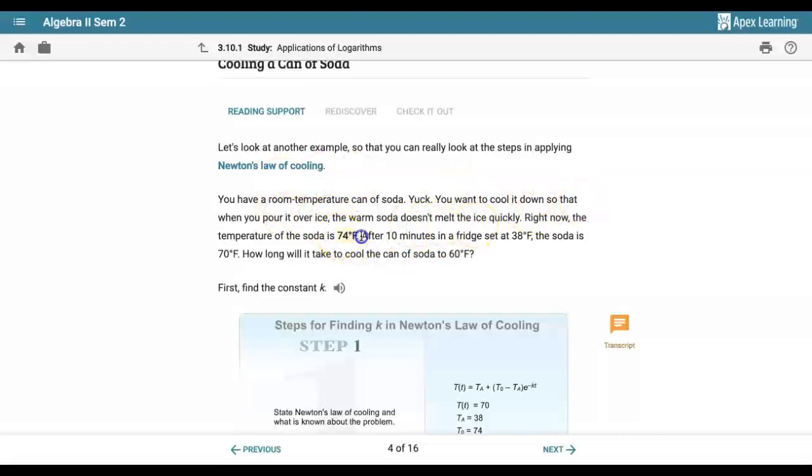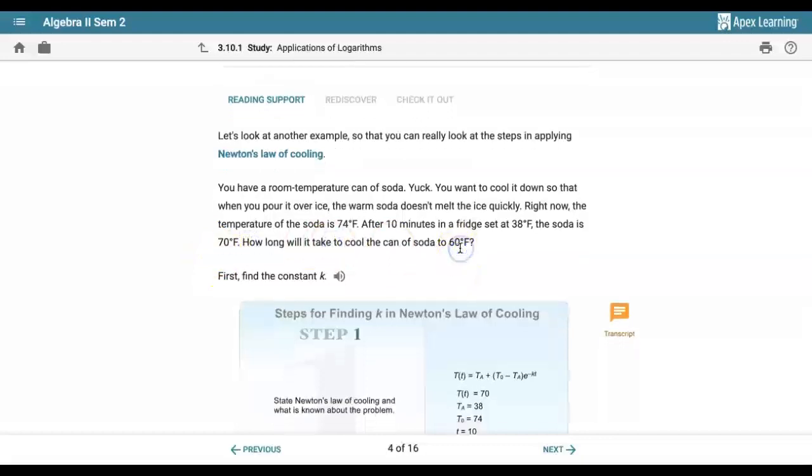All right, so right now, our initial temperature here is 74 degrees Fahrenheit. All right, after 10 minutes in our fridge, which is at 38 degrees Fahrenheit, the soda is 70 degrees. So how long is it going to take us to cool this soda to 60 degrees Fahrenheit?